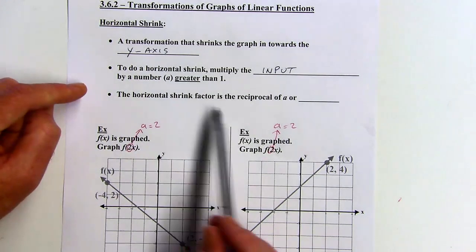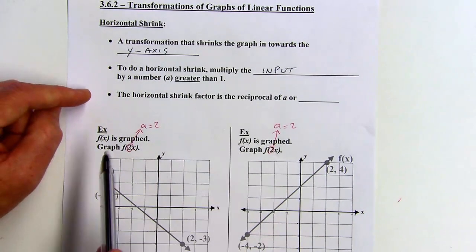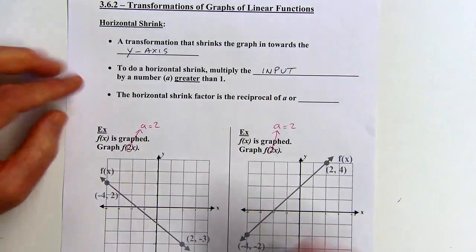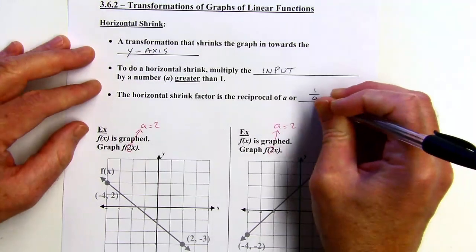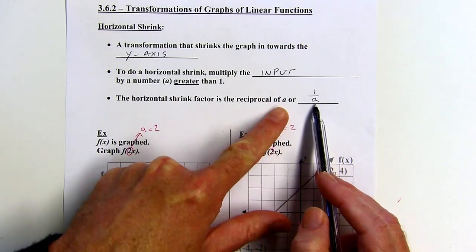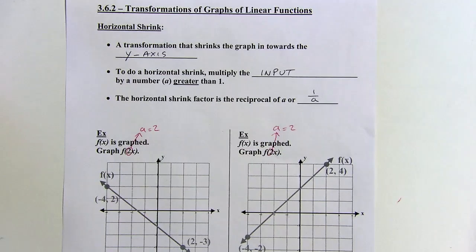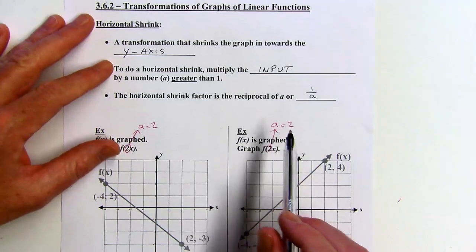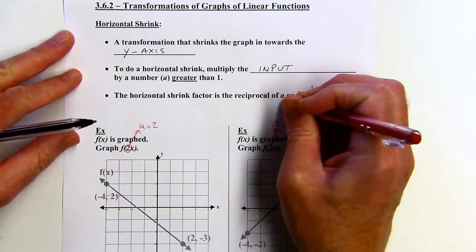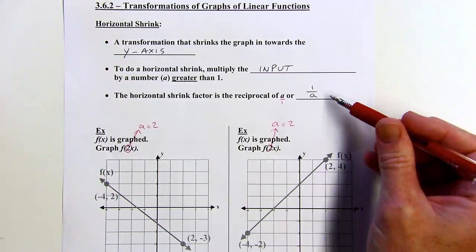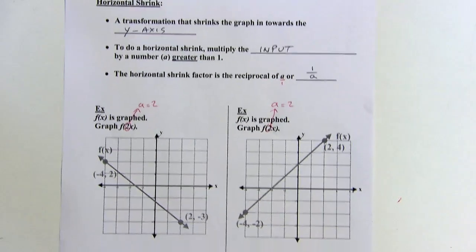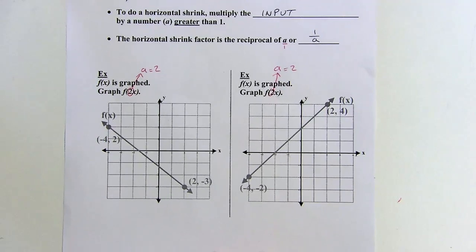Then it says the horizontal shrink factor is the reciprocal of a. The reciprocal of a is 1 over a. Reciprocals are two things that you can multiply together to get 1, so a times 1 over a would be a over a, which is 1. You can think of it as flipping the fraction upside down. Now a isn't a fraction, but you could write it as a over 1, and if you flipped it upside down, you get 1 over a. I'll talk more about what that factor means after I show you these examples.